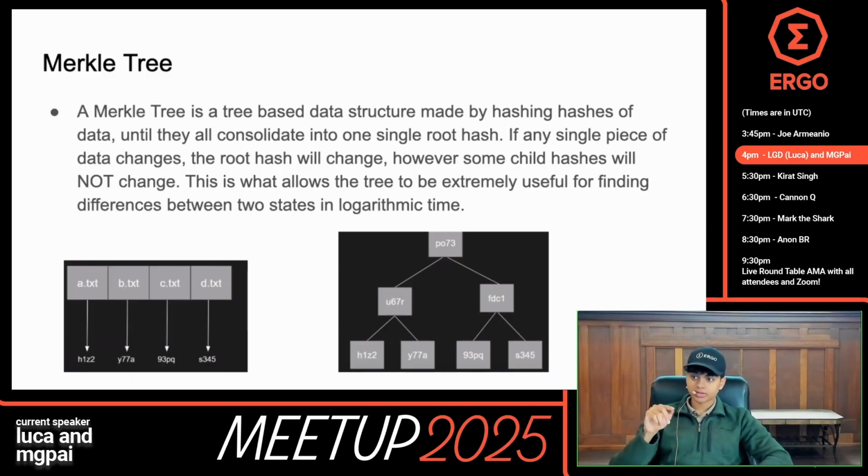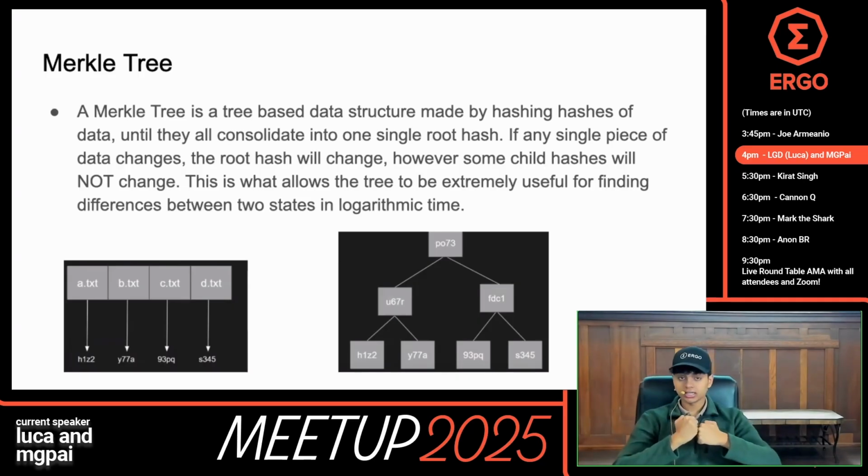And again, we do this exact thing on the right side. So for c.text and d.text, and we get a hash. Now those hashes in the middle, again, we take them, we concatenate them, and we get the hash. And that final hash is called the root hash.